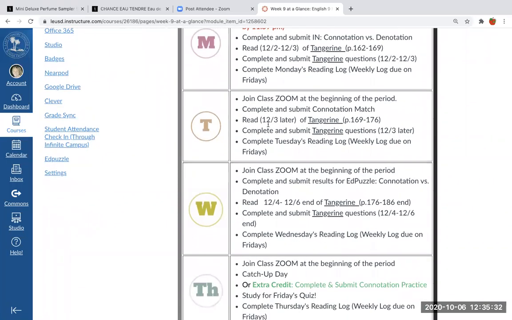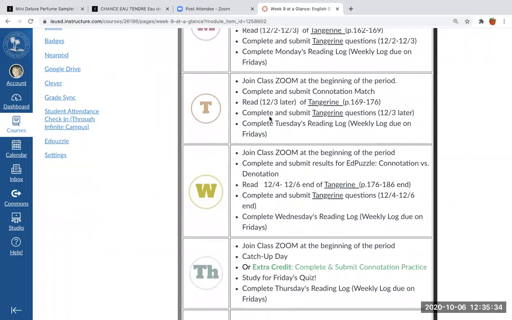Okay, so today it's going to be a pretty quick one because I'm going to show you guys how to do the connotation match, and it's very similar to the examples that I gave you guys yesterday in the notes. And then you have just one diary entry to read in Tangerine, which is 7 pages. And then you have your questions, and there's only 4 questions today. And then tomorrow you finish Tangerine.